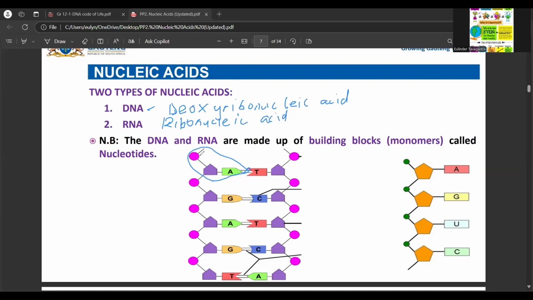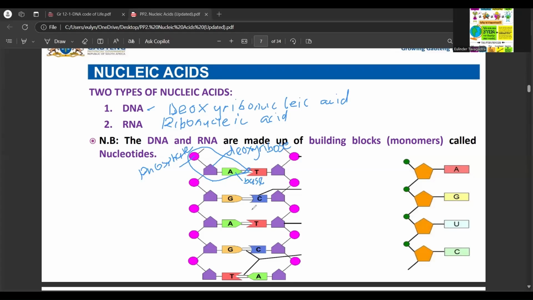Let's talk about the shape. The circle is called phosphate, because the nucleotide contains the phosphate. Then we have this, which looks like a pentagon, 1, 2, 3, 4, 5 sides. Because it's a DNA, it's called deoxyribose sugar. Then this is a nitrogenous base. In this case, this is A, which means it's adenine.